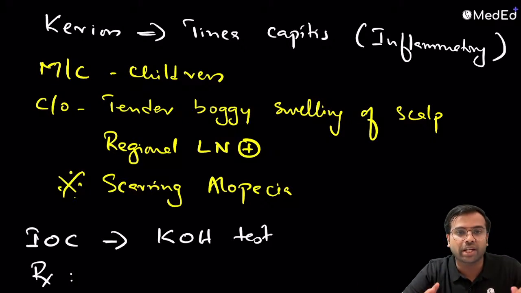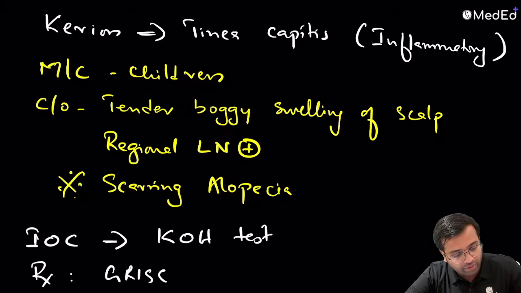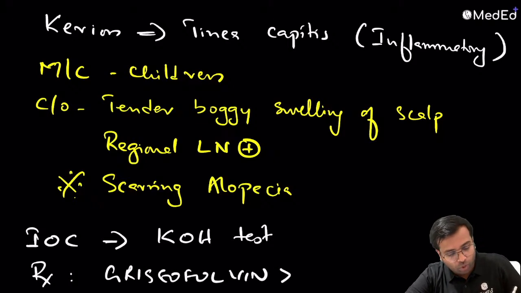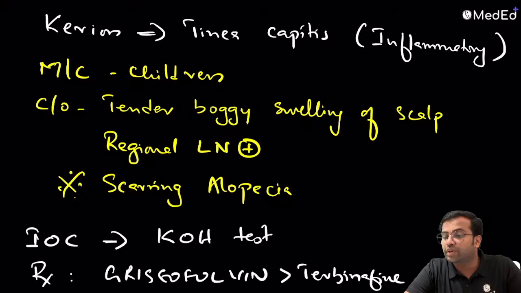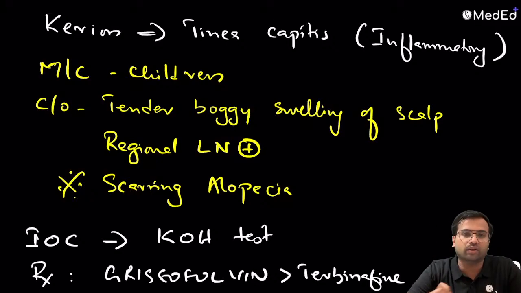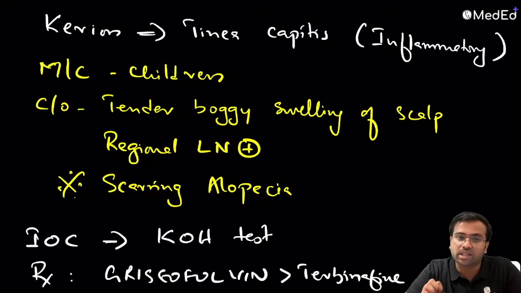So remember, in the treatment of all types of tinea capitis, the drug of choice is going to be griseofulvin, more than terbinafine. So I would say that the appropriate answer when it comes to the treatment part should be griseofulvin. Clear? So that is all about this first MCQ. Whatever we have touched here in this MCQ was about the fungal infection, and that is tinea capitis, kerion. So now let's move to the next question.